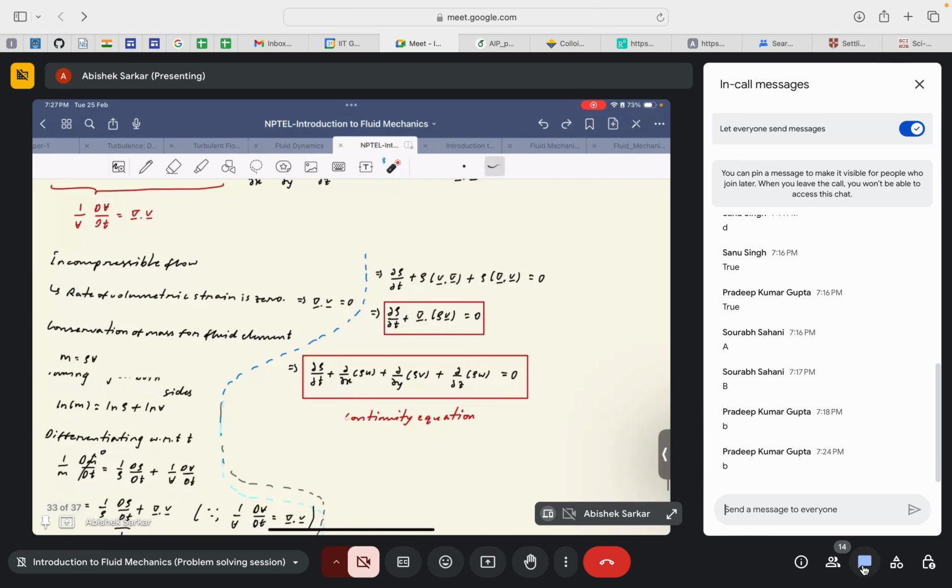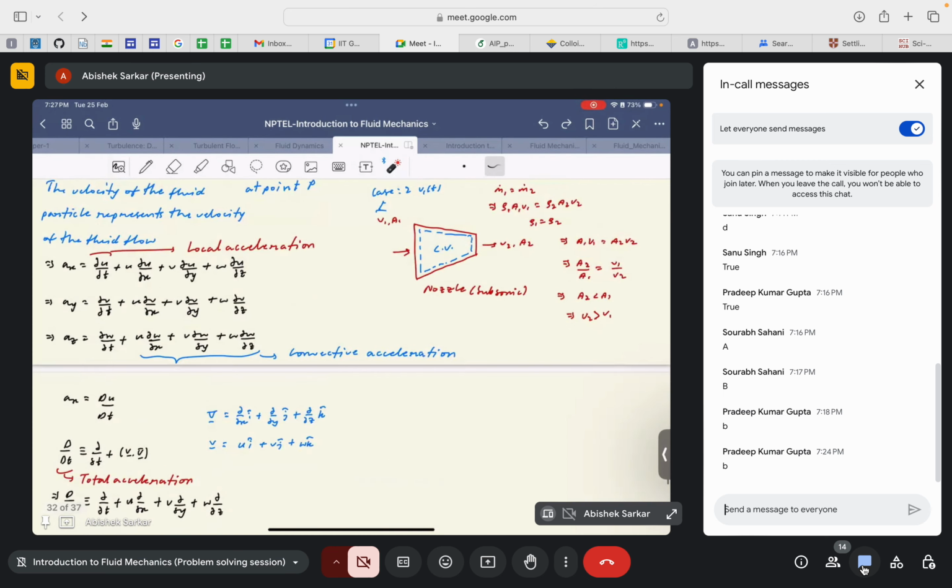So you will see that if I am considering the ax component, this is easy to remember, this is dou u by dou t, but then it is u dou u by dou x plus v dou u by dou y. The key thing to remember is that, first, the coefficients u, v, w should be consistent in all the terms. That's the first thing.